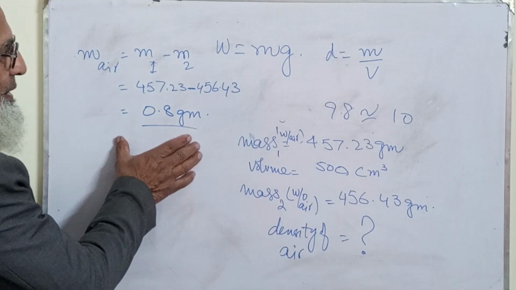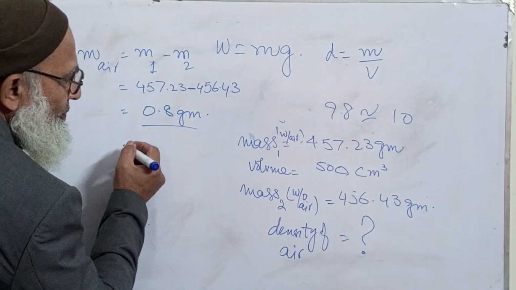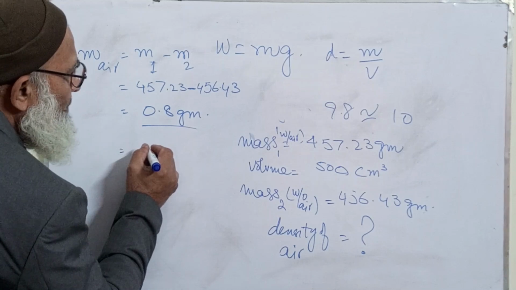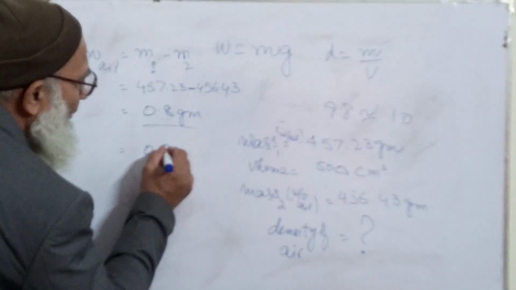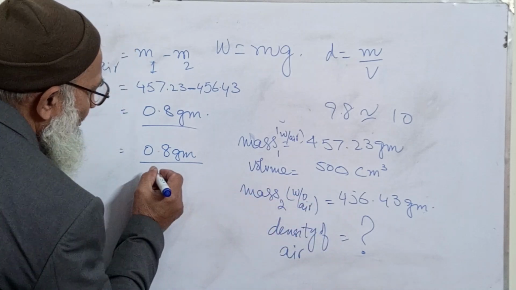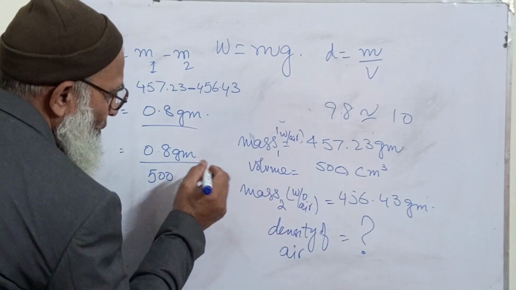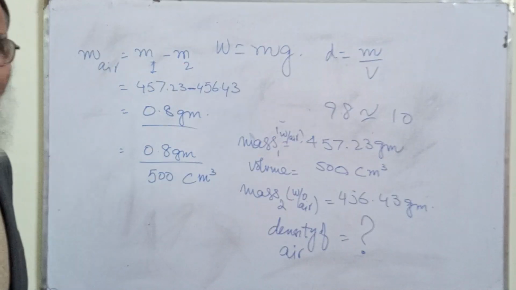Now where is the mass? This is the mass, here is the volume. So what we will do here is simply 0.8 grams divided by 500 centimeter cube. Now there is a twist in the question.